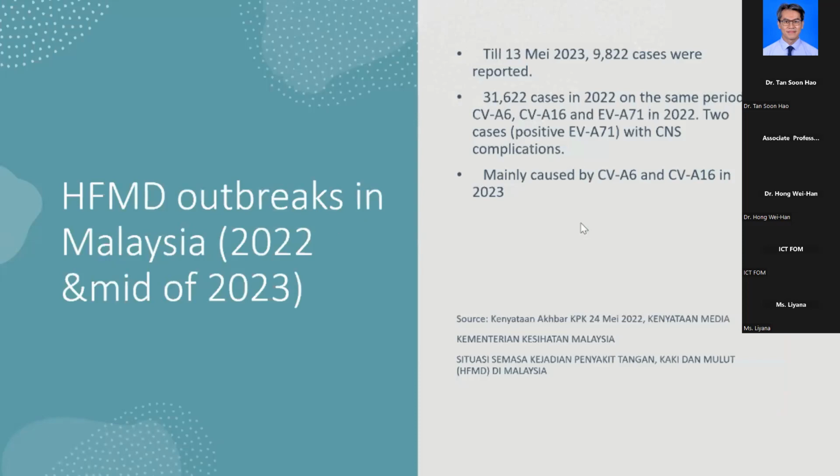So this shows that in 2023, until the 13th of May, our country had already recorded 9,822 cases. And of course, compared with last year, the same period of time had 31,622 cases. So as you can see from this figure, it is quite concerning that this is a very serious public health disease.